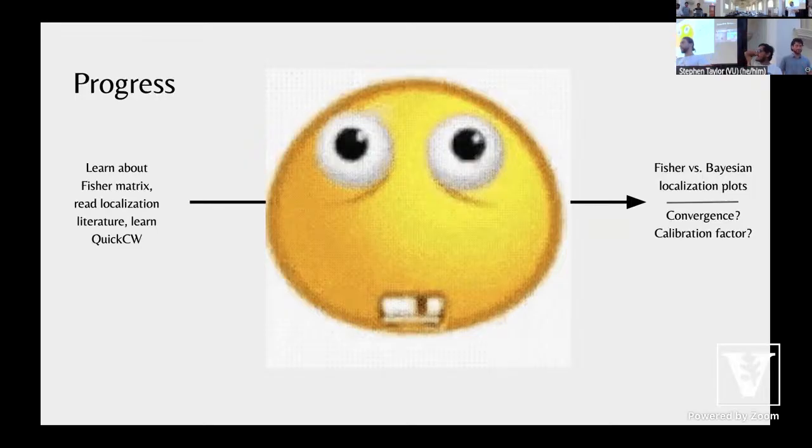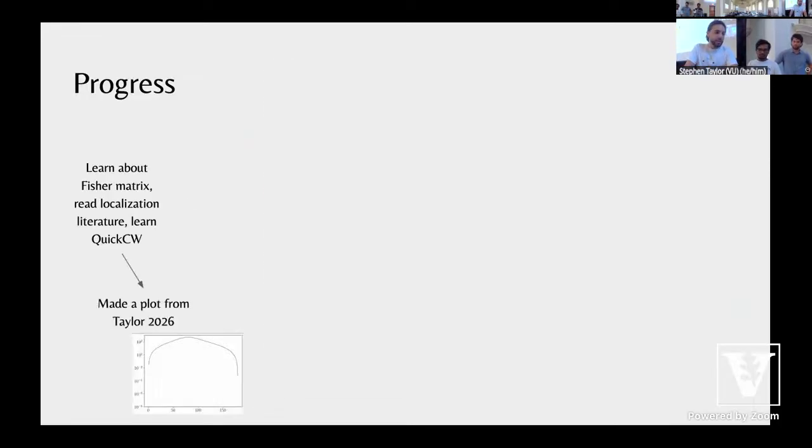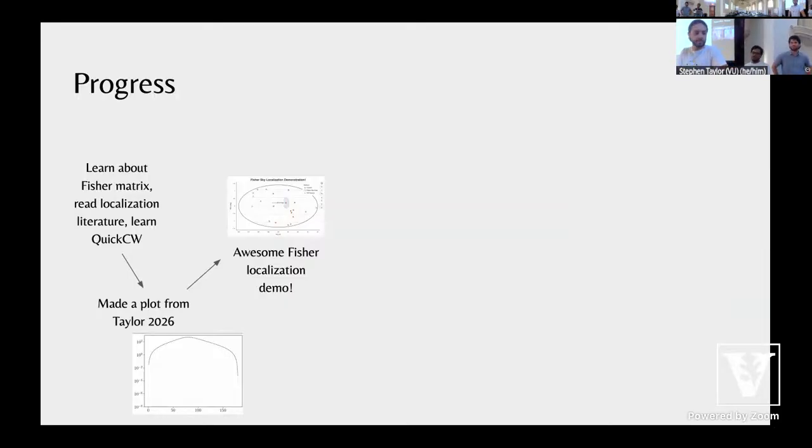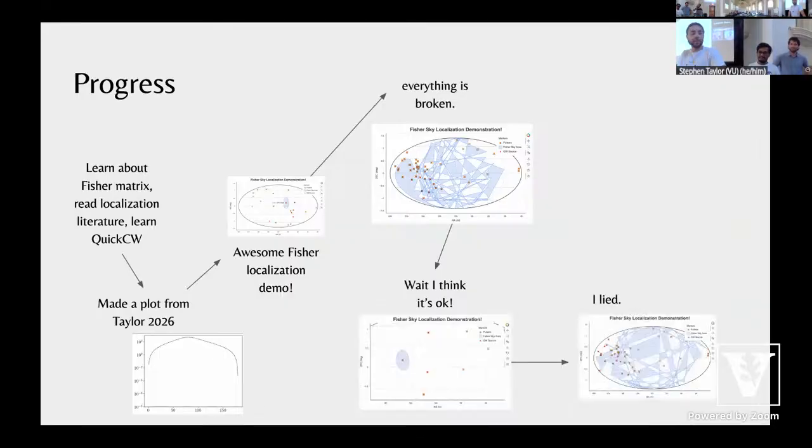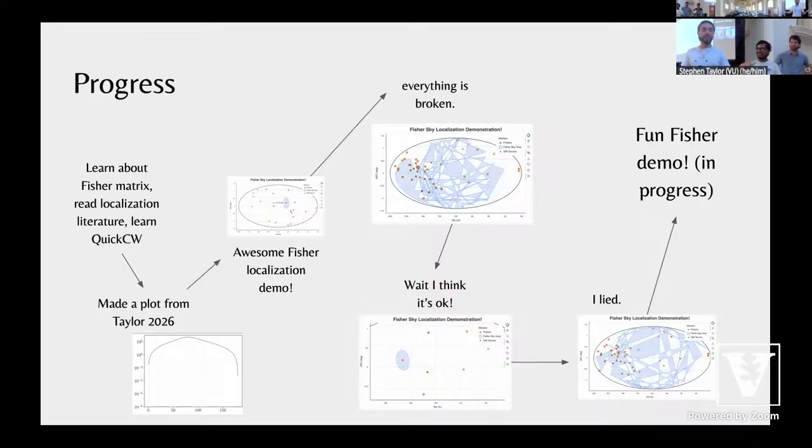I'm going to talk about my path, figuring out the Fisher formalism and working on building a machine to get localization areas with Fisher first, and then they'll talk about quick CW and their journey with that. First we reproduced some results from a recent paper that showed localization area for a different pulsar configuration. We got that, which was very nice. Then we built a Fisher localization demo, which we'll show you later. Very cool. Then everything broke, and we figured out that there were a lot of bugs in the code. Then we fixed them, which was really nice. And then everything broke again. But at the end of the day, we have a kind of working Fisher demo, which we're going to show you at the end. But that was kind of the journey there.